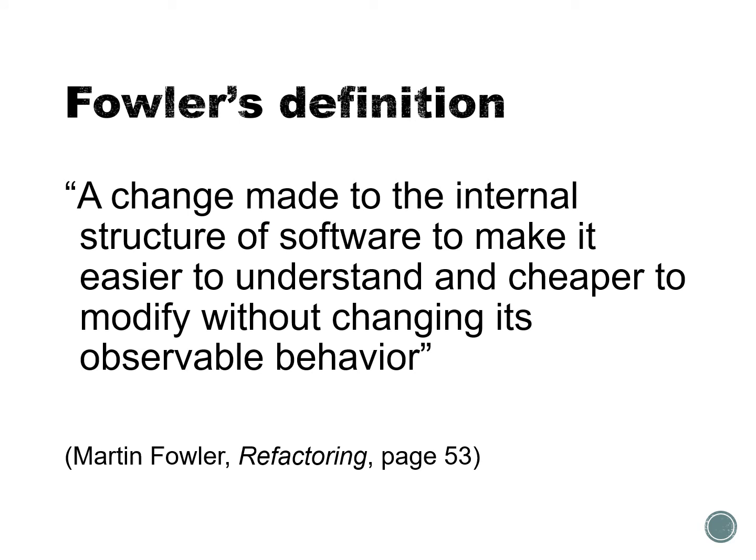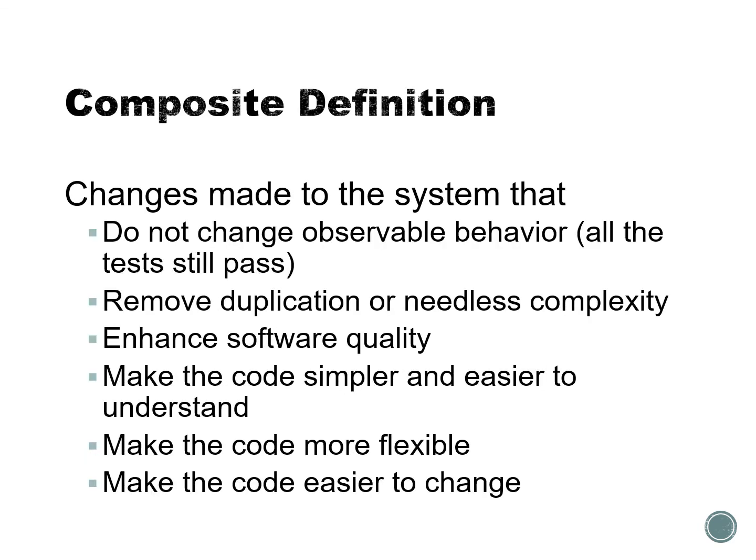And finally, yet another Agile Manifesto guy: a change made to the internal structure of software to make it easier to understand and cheaper to modify without changing its observable behavior. So all these definitions more or less come back to the same thing. Refactoring means that we make the source code more understandable. We don't want to make large changes to the behavior. In fact, the behavior stays exactly the same. But more or less, we aim for enhanced software quality, simpler code, a more flexible system, and to get rid of duplicate code and needless complexity.